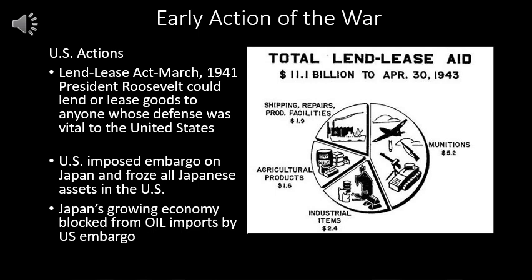So the U.S. actions, beginning with the Lend-Lease Act of 1941, President Roosevelt could lend or lease goods to anyone whose defense was vital to the United States, anyone like China. The U.S. imposed an embargo on Japan and froze all Japanese assets in the United States. Japan's growing economy was blocked from oil imports by this U.S. embargo.